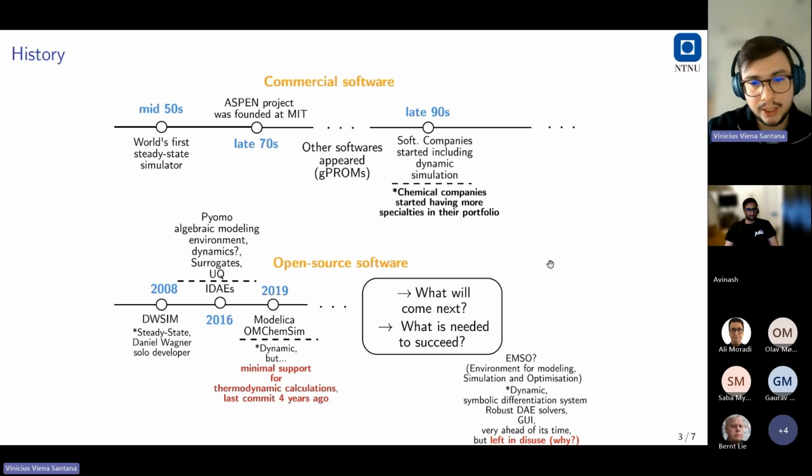So with that background, we can ask ourselves, what will come next? And what's needed to succeed with what will come next?